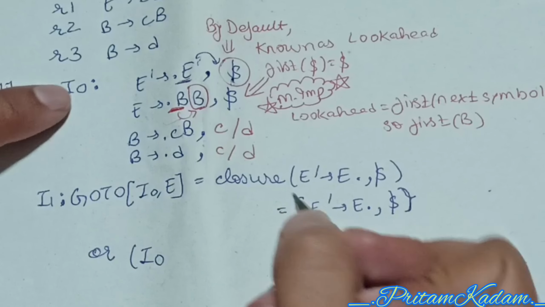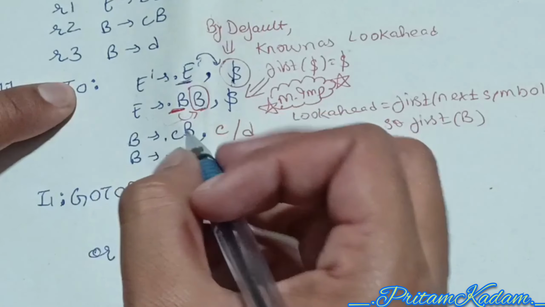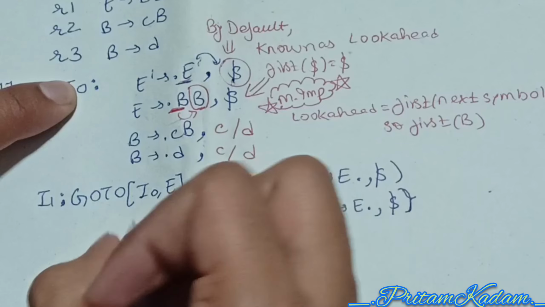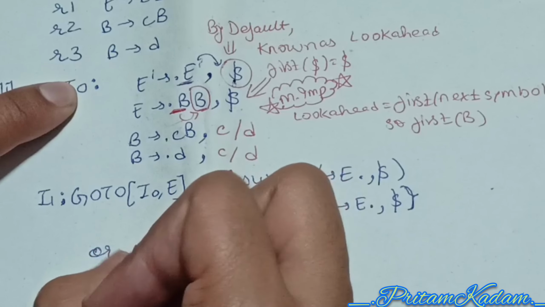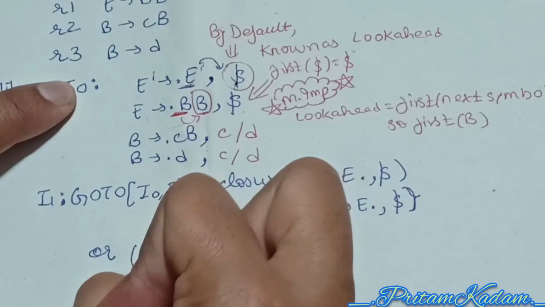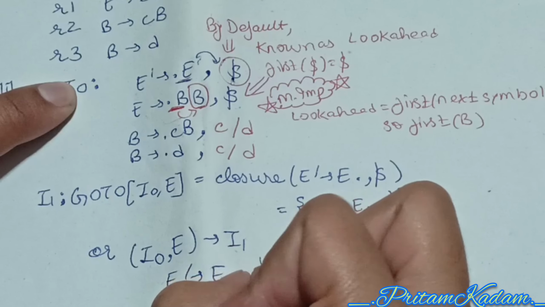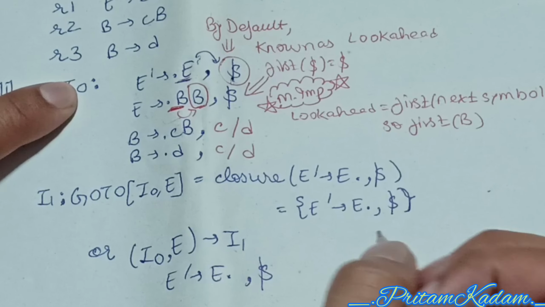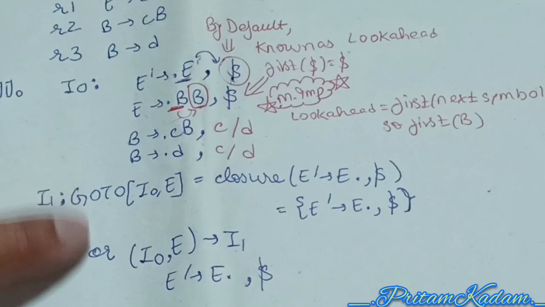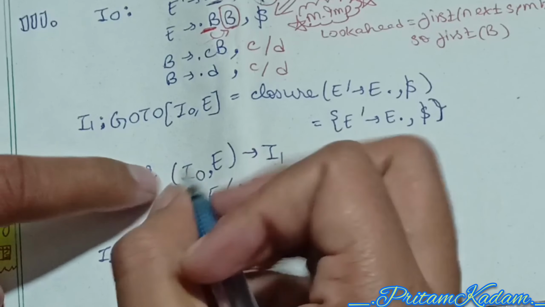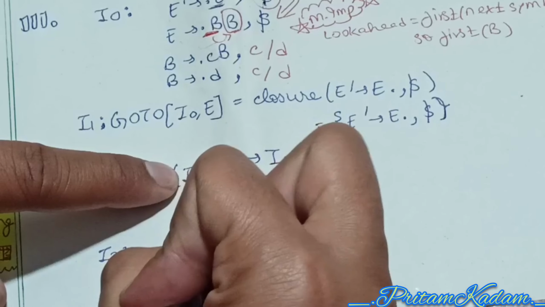Okay, and we can write it in another way also. So I0 on passing capital E, we get the I1 state, which is E dash gives E dot with look ahead as dollar. Okay, so E dash gives E dot comma dollar. So we have the I1 state, which is a complete state. Now we will proceed ahead for the E production. E gives dot capital B comma dollar.